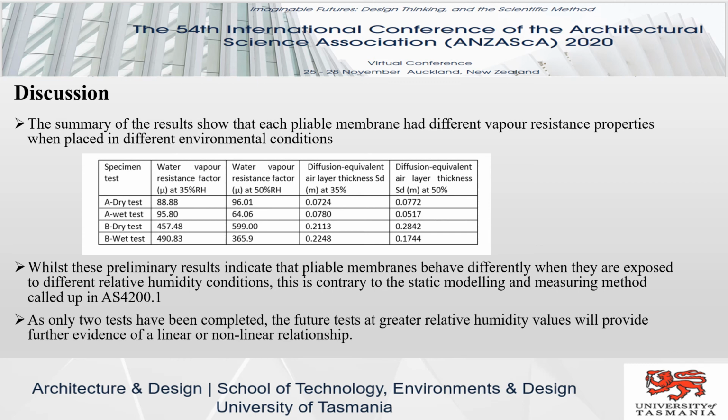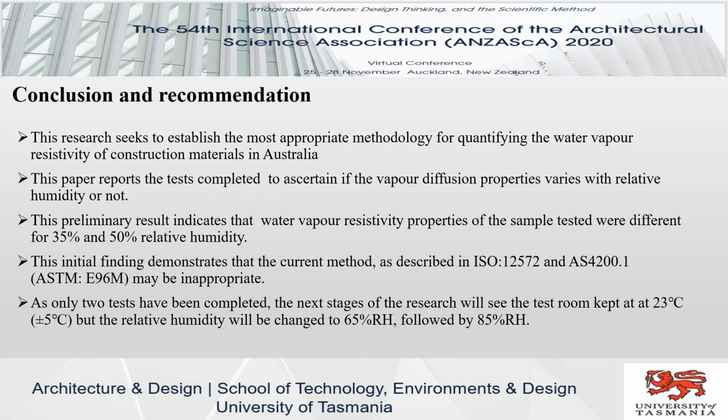While this preliminary result indicates that pliable membrane behaves differently when exposed to different relative humidity conditions, this is contrary to the static modeling and measuring method referred to in AS 4200. As only 2 tests have been conducted, future tests at greater relative humidity values will provide further evidence of a linear or non-linear relationship. In conclusion, this paper reports the test completed to ascertain if the water vapor diffusion property varies with relative humidity or not.